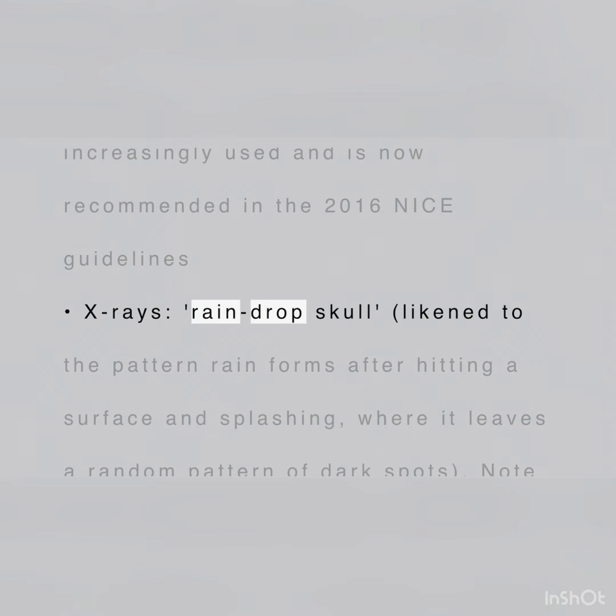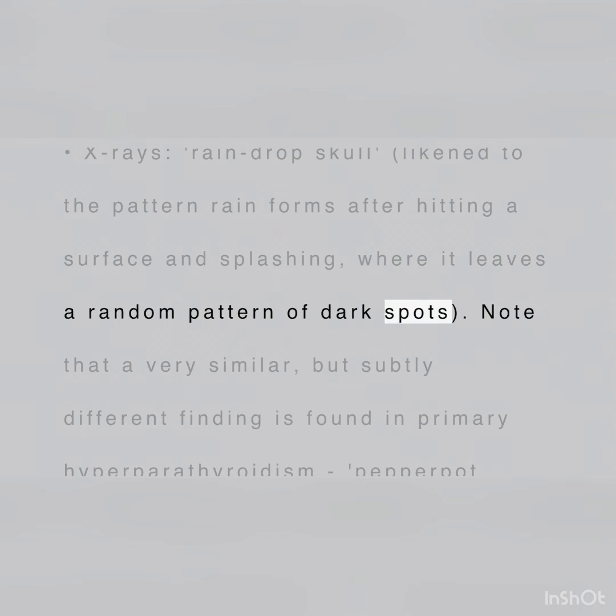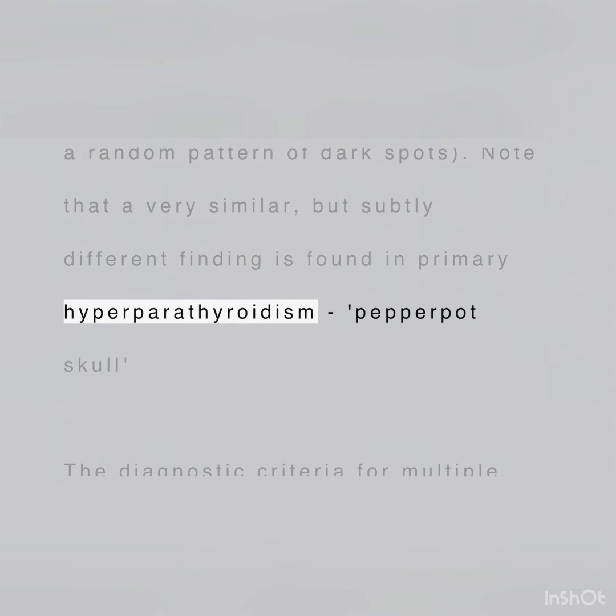X-rays: raindrop skull, likened to the pattern rain forms after hitting a surface and splashing, where it leaves a random pattern of dark spots. Note that a very similar but subtly different finding is found in primary hyperparathyroidism, the pepper pot skull.